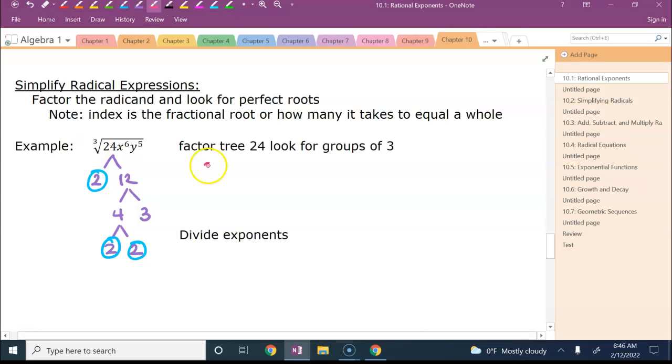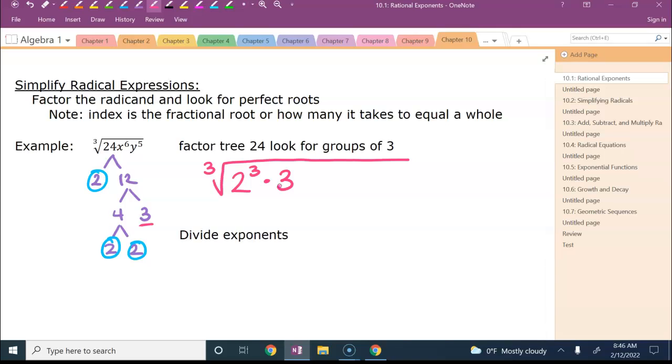So I've got the cube root. Okay, and I'm going to rewrite this now. So I found 3 2's, so I'm going to write that as 2 to the 3rd. But I still had this 3 left over, so times 3. Because 24 doesn't factor perfectly to just a group of 3. There's going to be that little bit left over.